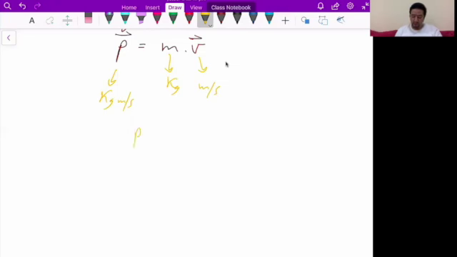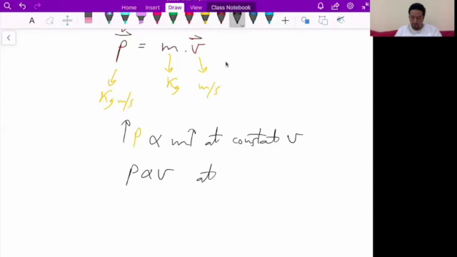Momentum is directly proportional to mass at constant velocity. It means that by increasing the mass to the double, the momentum also increases to the double, and by decreasing the mass to the half, the momentum decreases to the half. The relation between momentum and velocity at constant mass is also proportional. Momentum is proportional to velocity at constant mass. By increasing velocity to the double, momentum increases to the double, and vice versa.